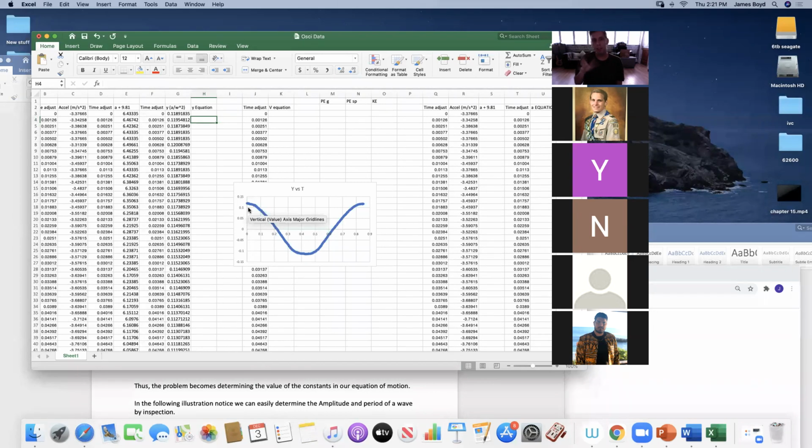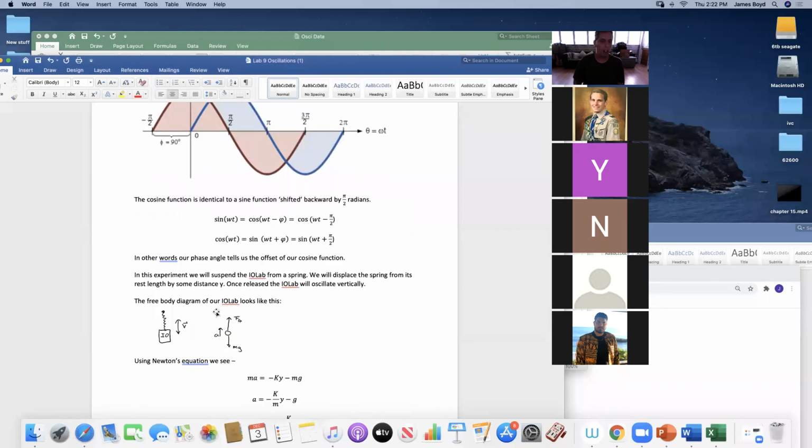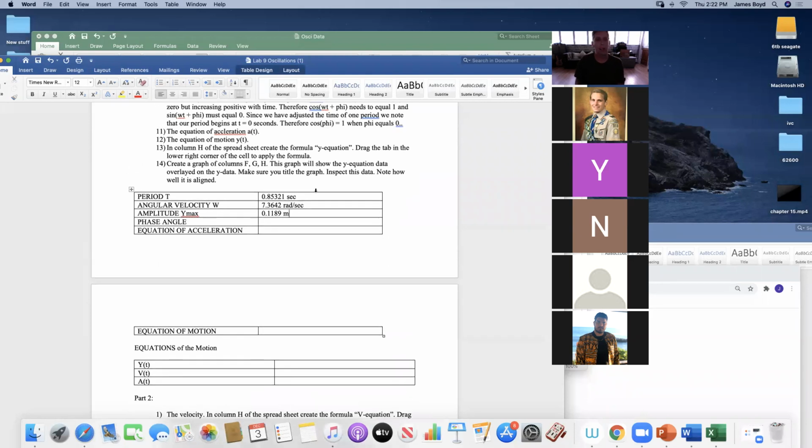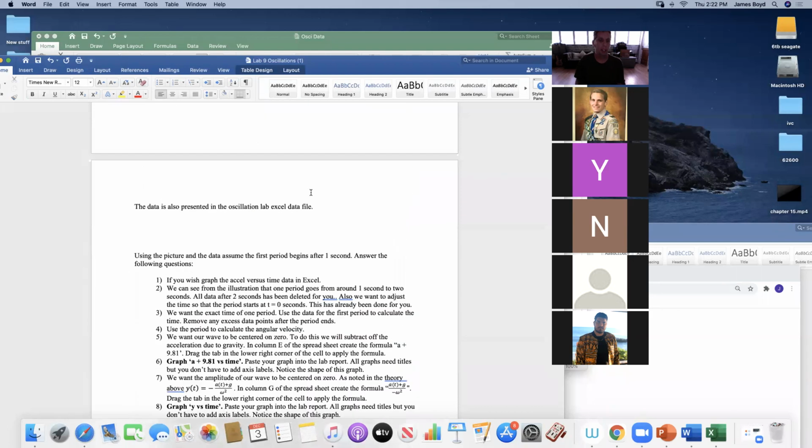That's a little bit iffy. And why is it iffy? It's iffy because we have real data. We've got to kind of ballpark what was the maximum amplitude. I'm going to say it was 0.118. 0.1189 actually is what I'm going to say. So on my sheet, 0.1189 meters. Okay, about 11.9 meters.